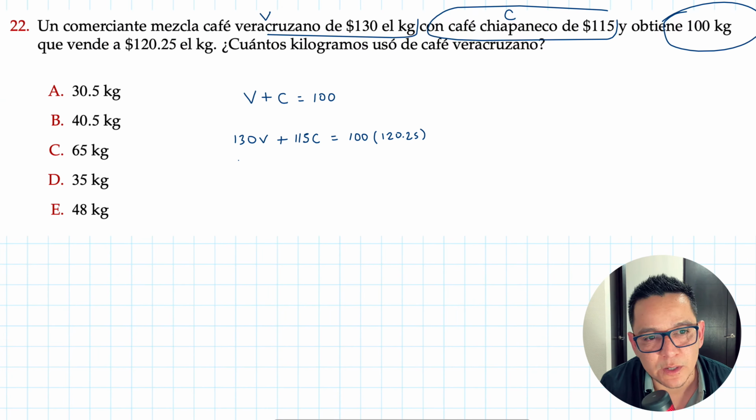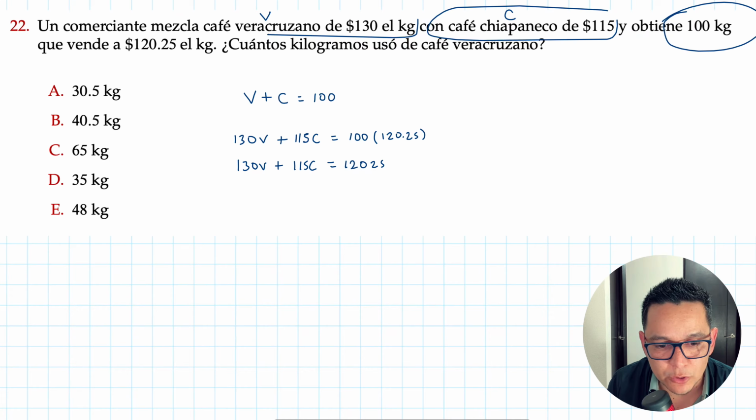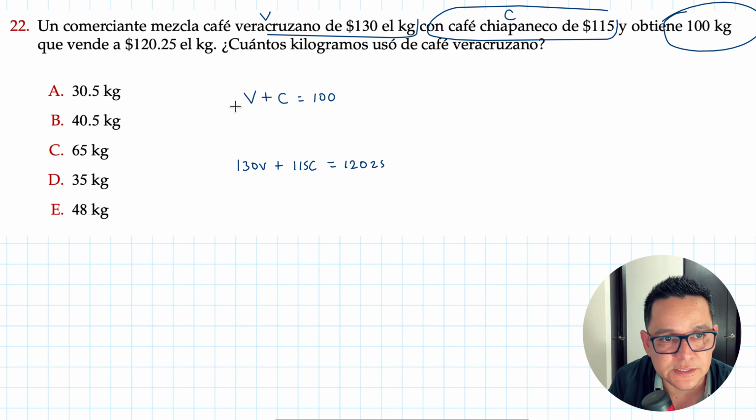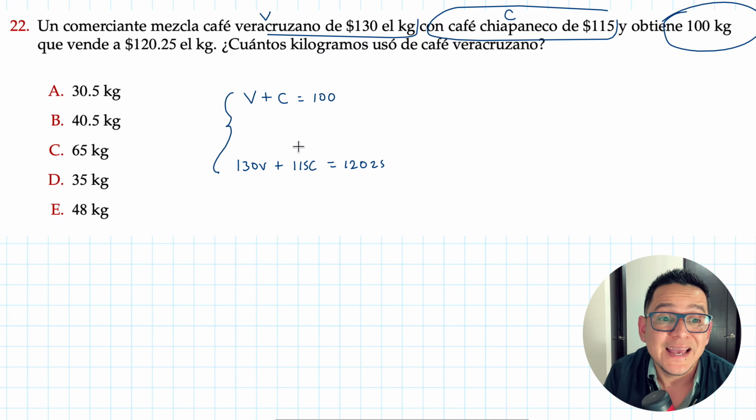Let me check. I'll make this 130. Or actually, I'll keep it at 115. And here, we multiply 100 by 120.25, which is just moving the decimal, correct? So that's 12,025. Done. Let me erase the little equation that's here in the middle so that we only have our system of equations. There, nice and clean. That's the one we have to solve.